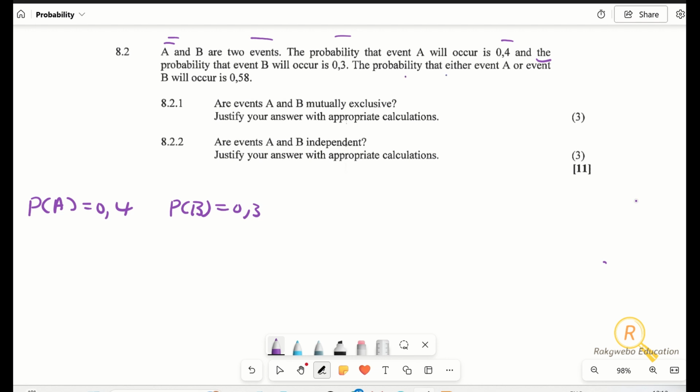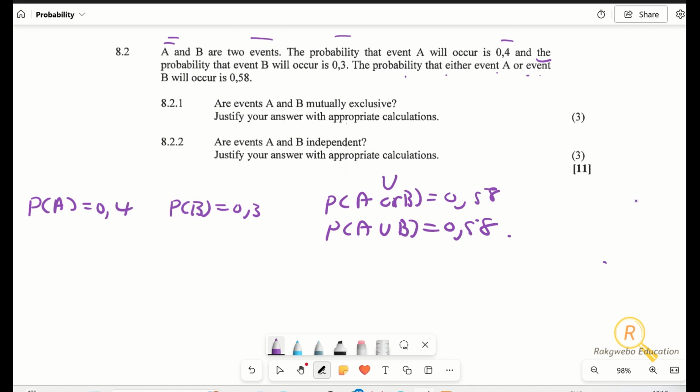The probability that either A or B will occur is 0.58. The probability of A or B is 0.58. Another way to write it is like so. Remember that the mathematical symbol for "or" is this U-looking symbol. Let's attack the first question.